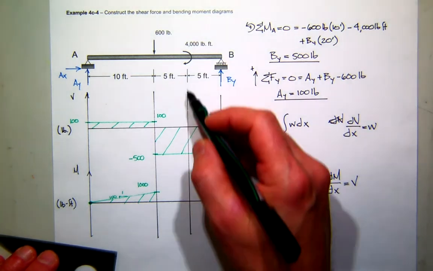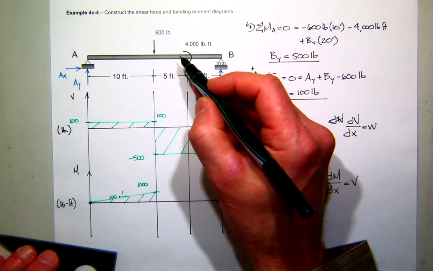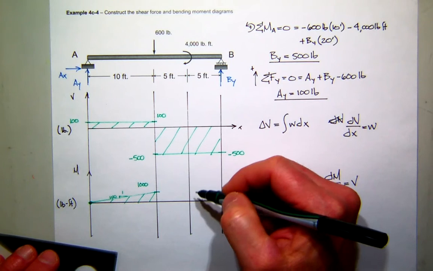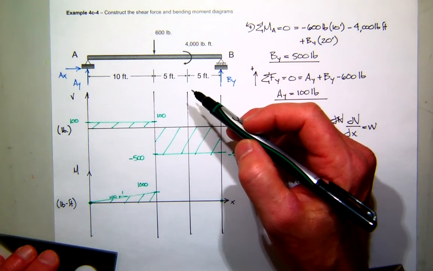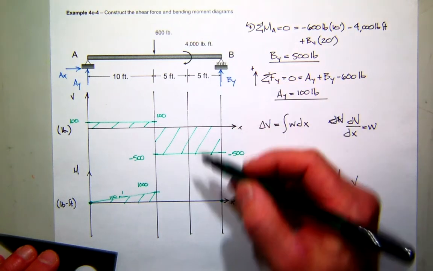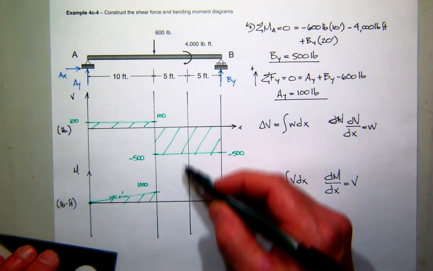Well, let's go back up here and remind ourselves that I've got this point moment. What's going to happen here when I go from the left side to the right side of that on my moment diagram? That's a clockwise moment, so that's going to be a positive jump up. So whatever I get right here, as I go from the left to the right, it's going to jump up 4,000.